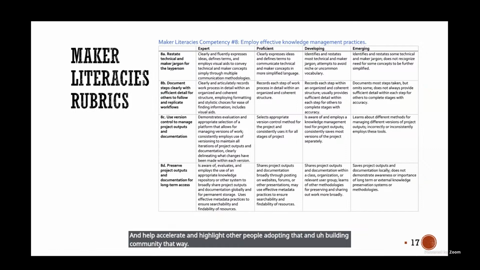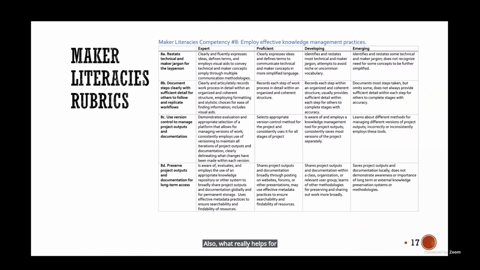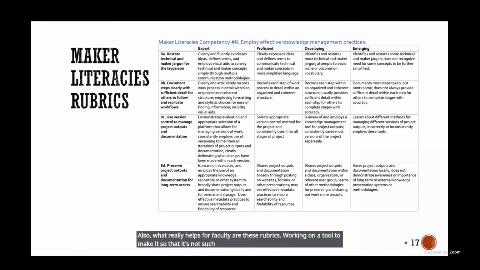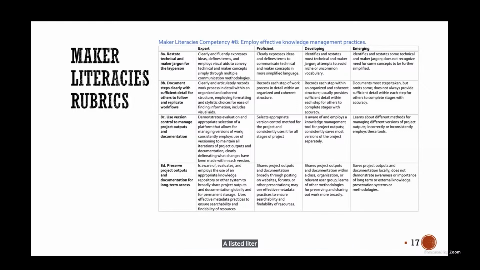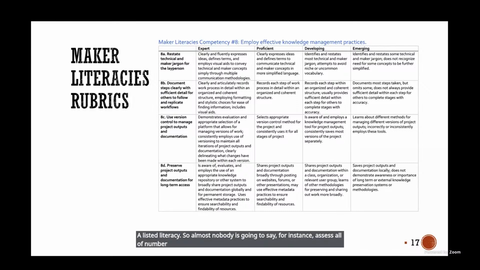Also, what really helps for faculty are these rubrics. I'm working on a tool to make it so that it's not such a wall of text that hits people in the face and is a lot to read through, because it is overwhelming and unnecessary to try to assess the entirety of a listed literacy. So almost nobody is going to say, for instance, assess all of number 8, employing effective knowledge practices.